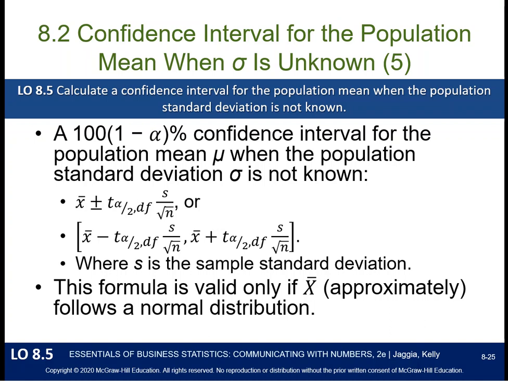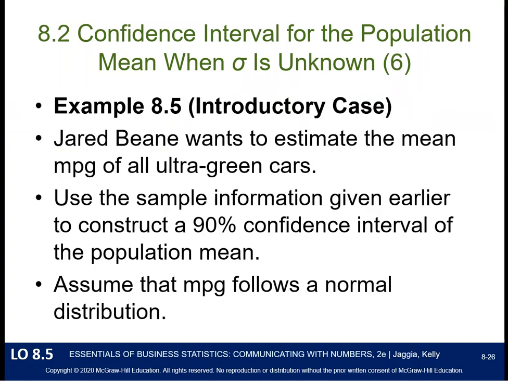Now, this formula only works if X bar, the sample mean, follows a normal distribution. Remember, according to the central limit theorem, if our sample size is larger than 30, we can safely assume that it does. If our sample size is less than 30, then we'll need to test to make sure that it really does follow that normal distribution.